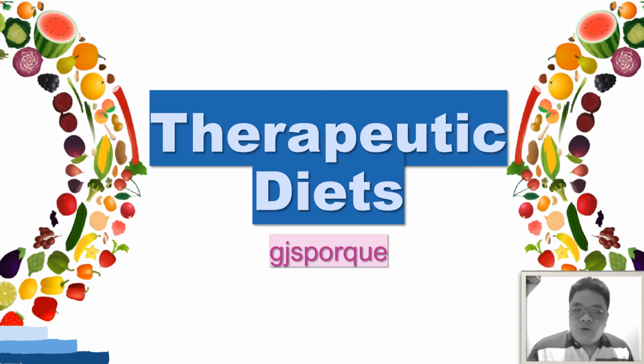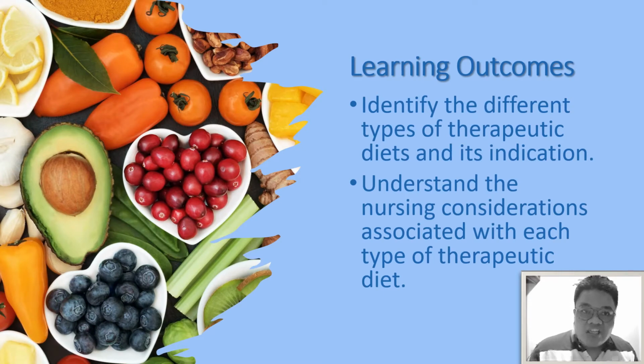Now, try to look at the definition first or the learning outcomes. In your learning outcomes, what we intend is that after this session, you will be able to identify the different types of therapeutic diet and their indications, and understand the nursing considerations with each type of therapeutic diet. For each of the diets, there are specific interventions that you need to watch out for.